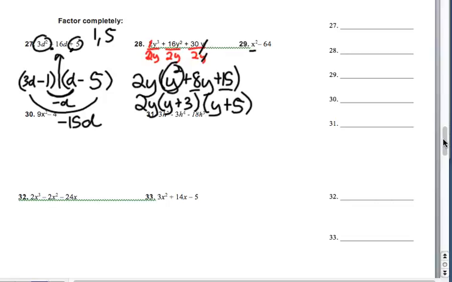29 is a special one. Remember, it's a type of factoring that I said is actually the easiest type of factoring, but that also makes it the easiest to forget. I have a binomial. It is only two terms. You are subtracting, and both of the terms are perfect squares. x squared comes from x times x. 64 comes from 8 times 8.